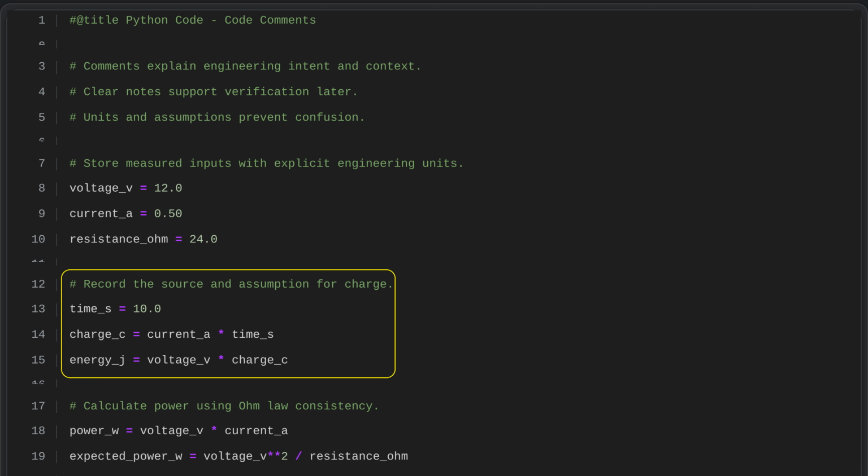For a current flowing for 10 seconds, the total charge is found by multiplying the current by the time. The energy delivered is then found by multiplying the voltage by that charge, giving the total energy transferred during the time period.